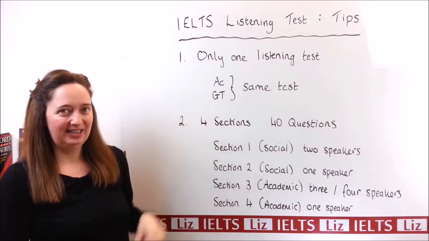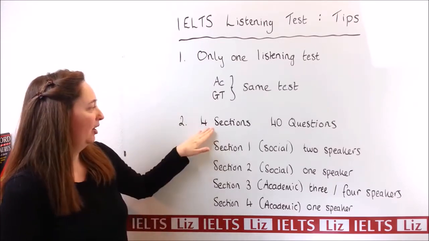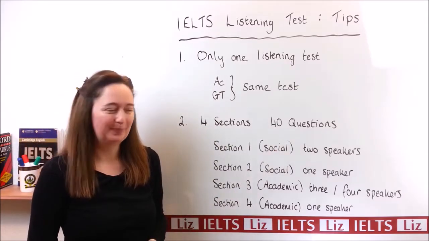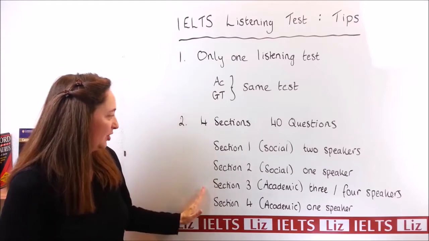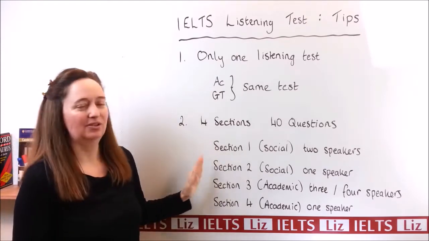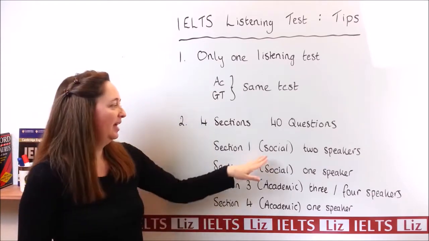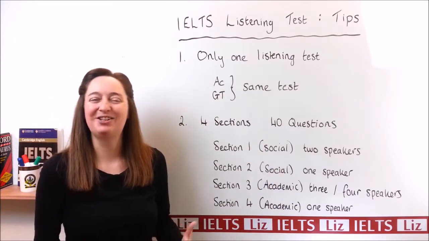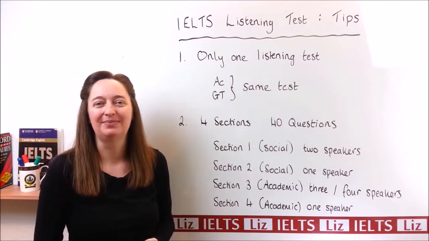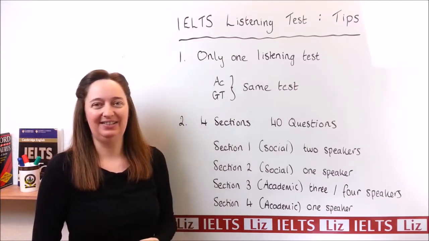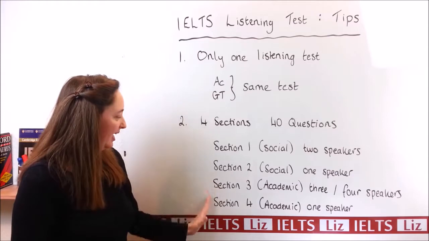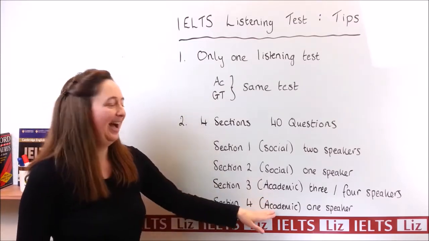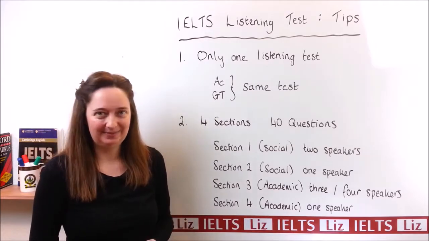Having a look at the content of the listening test, there are 4 sections and there are 40 questions in total. Now, the first 2 sections are the easiest, and they are social. That means the context, the situation is a social situation, an everyday situation. And the last 2 sections are more difficult. They are academic in content.